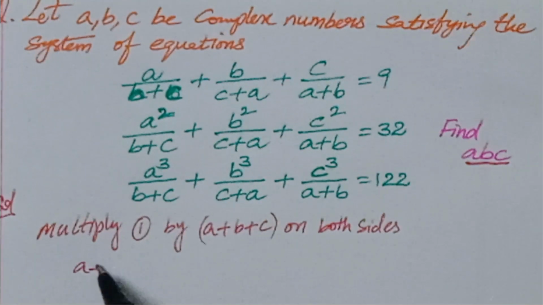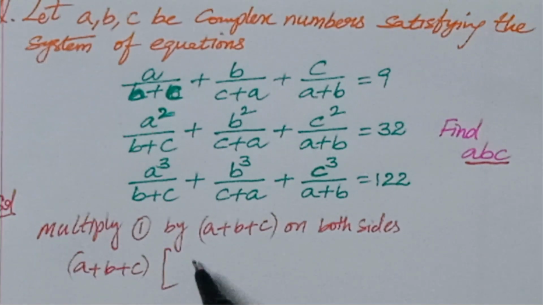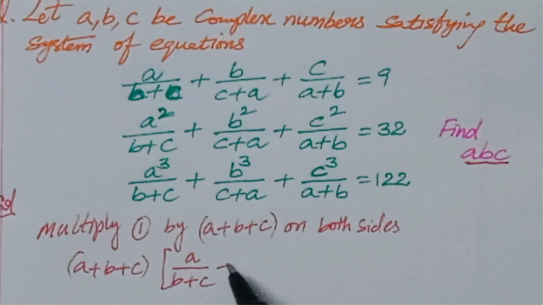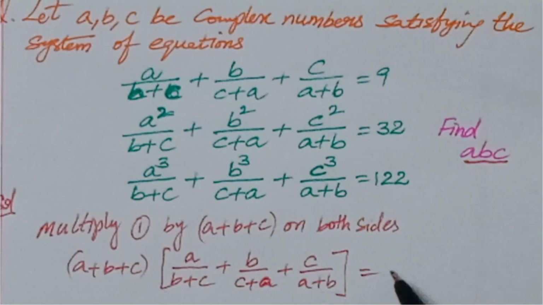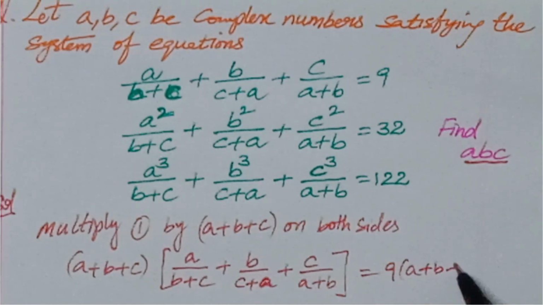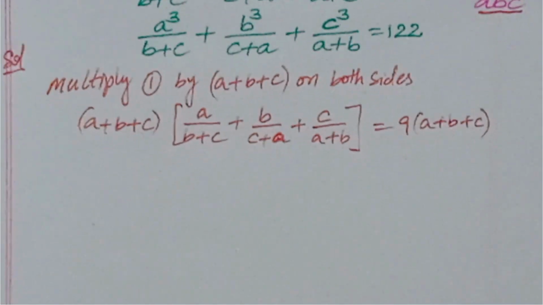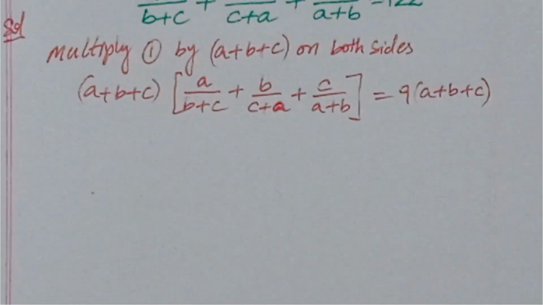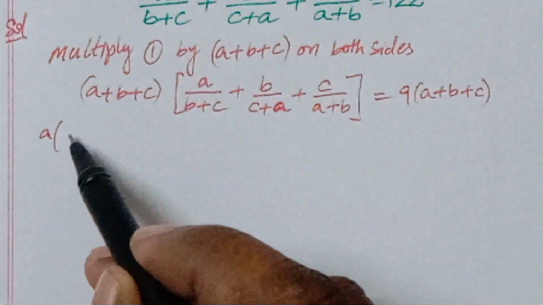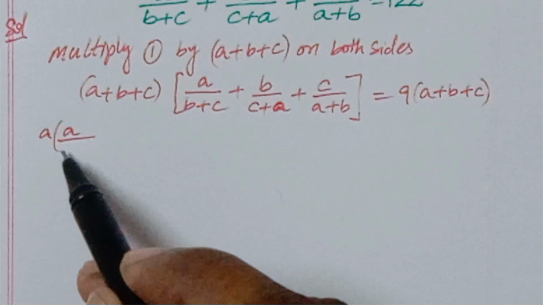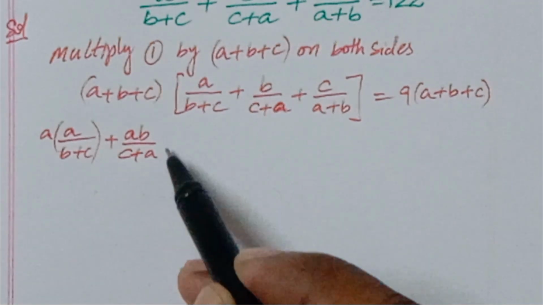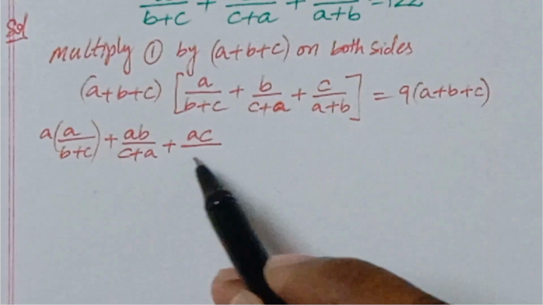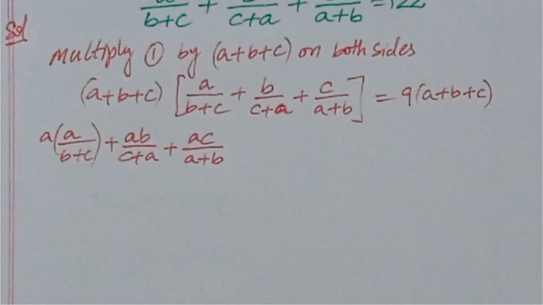So what do we get now? A plus B plus C times A by B plus C, plus B by C plus A, plus C by A plus B, is equal to 9 times A plus B plus C. Now if you multiply this out, multiplying with A you will get A times A by B plus C, plus AB by C plus A, plus AC by A plus B.